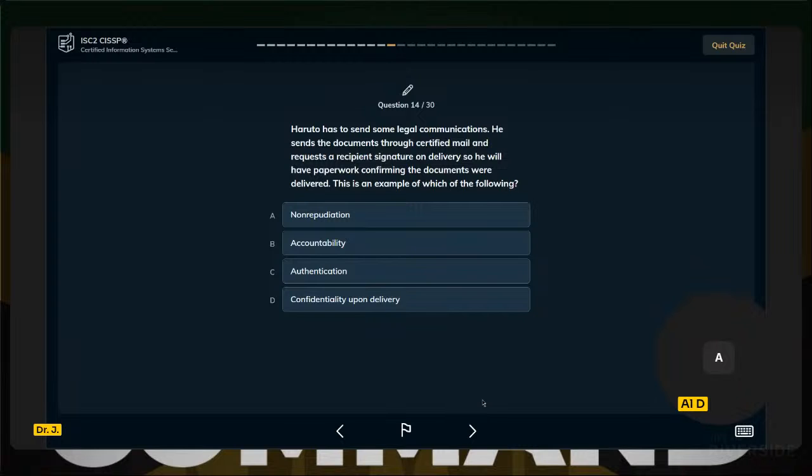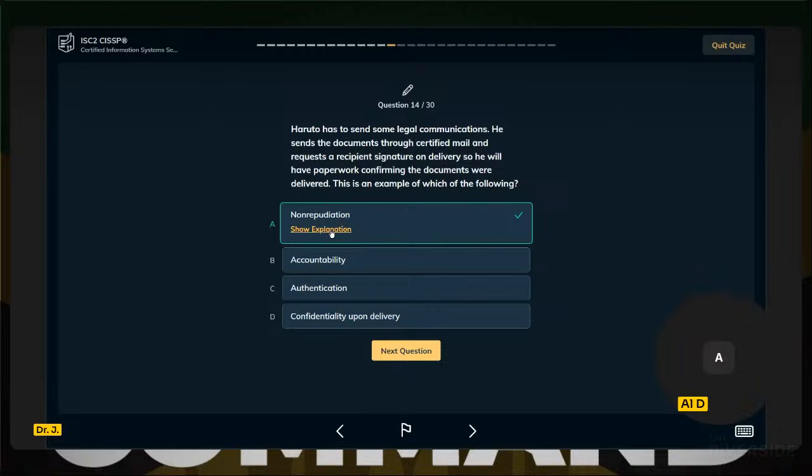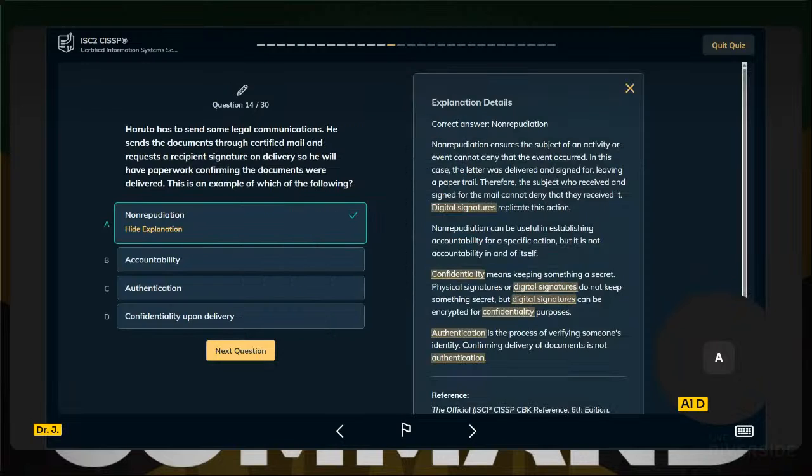All right, Haruto has to send some legal communications. He sends the documents through certified mail and requests a recipient signature on delivery, so he will have paperwork confirming the documents were delivered. This is an example of which of the following? Non-repudiation. Yeah, non-repudiation: can't deny it came from you.